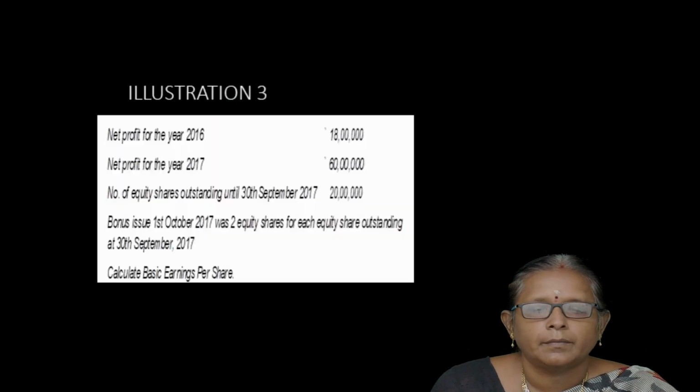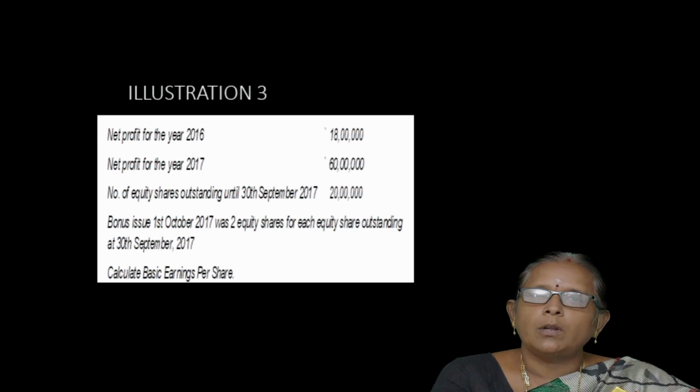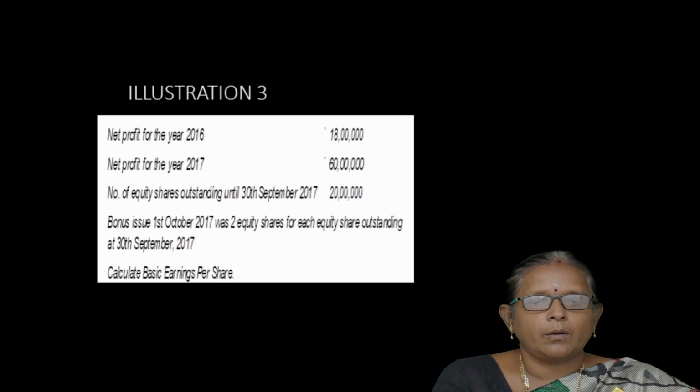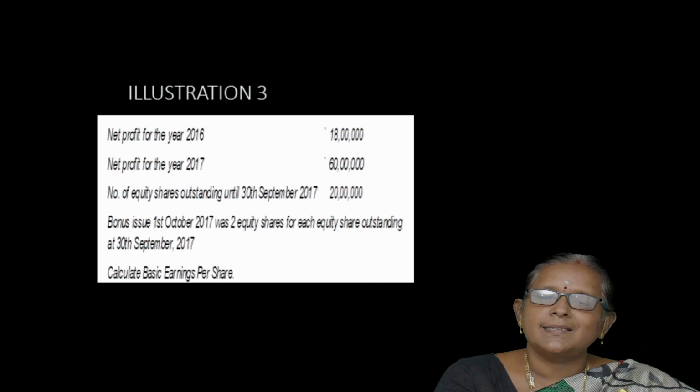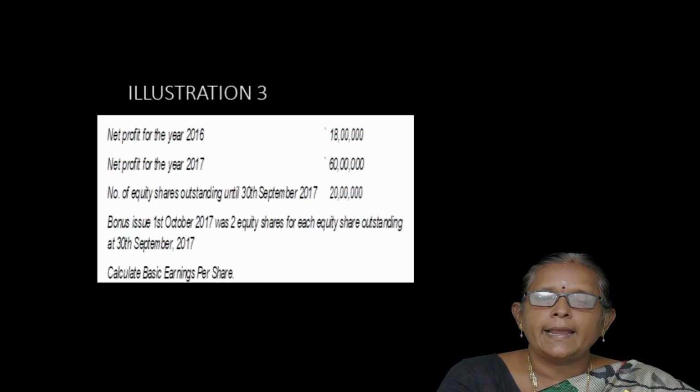Then next one. Now let's go to the problem. Now we are going to find out basic earnings per share. Net profit for the year 2016 18 lakhs rupees. Net profit for the year 2017 16 lakhs rupees. Number of equity shares outstanding until 30th September 2017 20 lakhs.